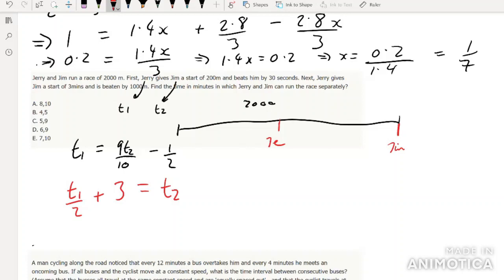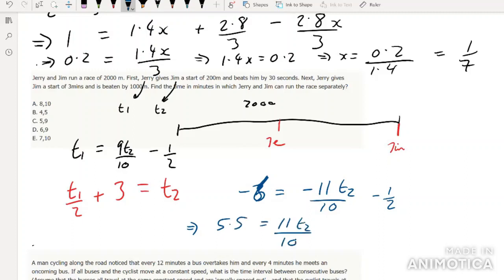And so now just solving for T1 and T2, if we subtract 2 lots of the second equation from the first, we get -6 equals -11 T2/10 - 1/2. That's meant to be -6. And so getting rid of all the minuses, 5.5 equals 11 T2/10. So T2 equals 55/11, which is 5, which makes T1/2 equal to 2. And so T1 is 4. And so the answer is 4 and 5. Okay.